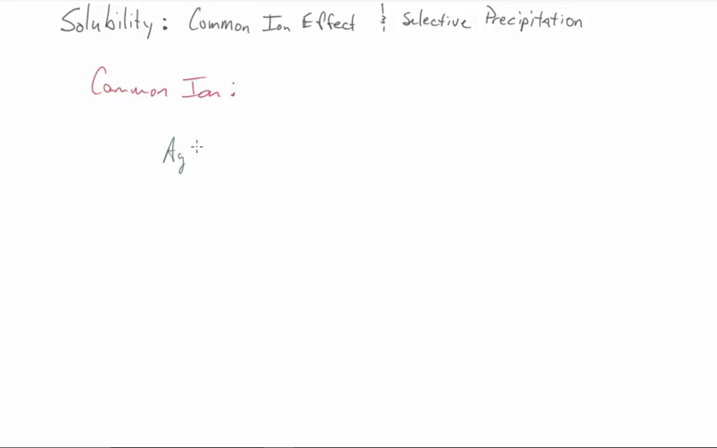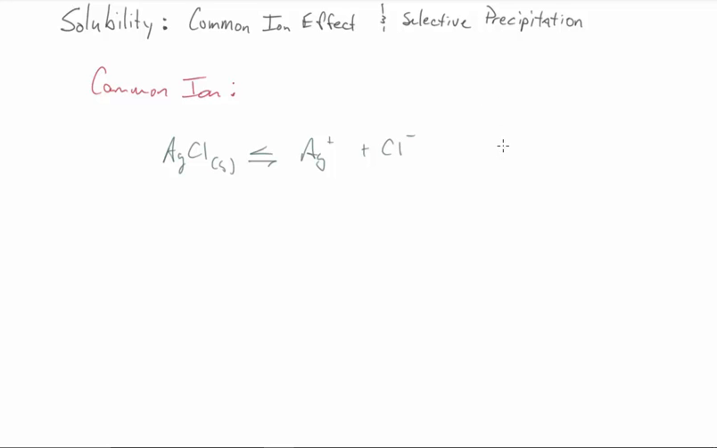The example that we're going to look at is silver 1 chloride, or just silver chloride. The dissociation reaction is Ag plus and Cl minus. So if we had a common ion, that means we're either going to have a silver ion in solution or we're going to have a chloride ion already in solution. So let's take a look and see what a common ion effect actually is.